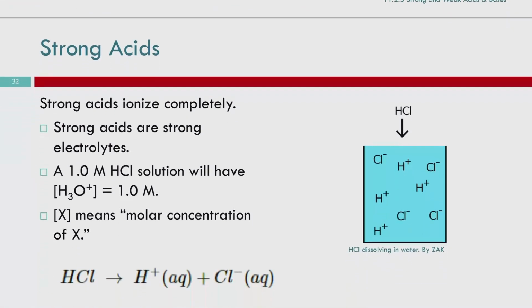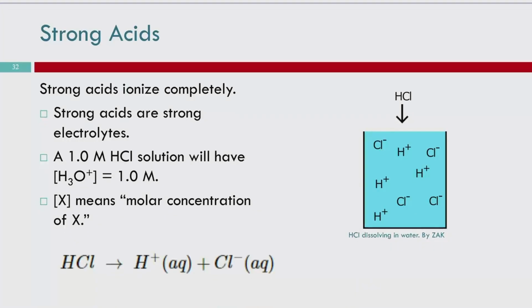So strong acids ionize completely. Strong here is the same as strong when paired with electrolytes. So with our lab where I was putting the little solution and the light turned on or not, the strong ones were where it turned on. The dim one was one of our weak electrolytes. So strong acids are strong electrolytes, meaning that they ionize completely.